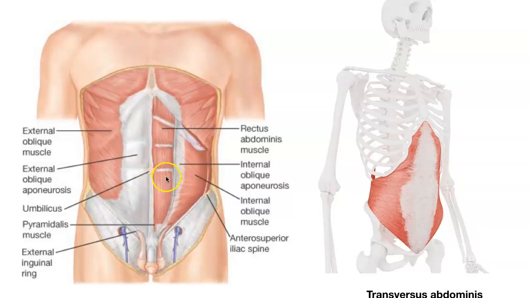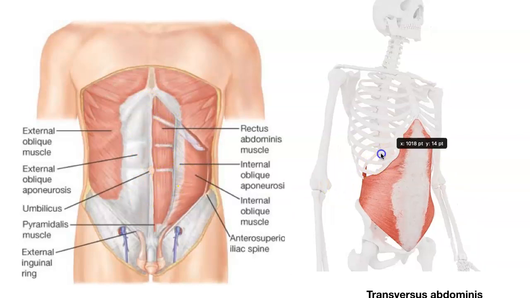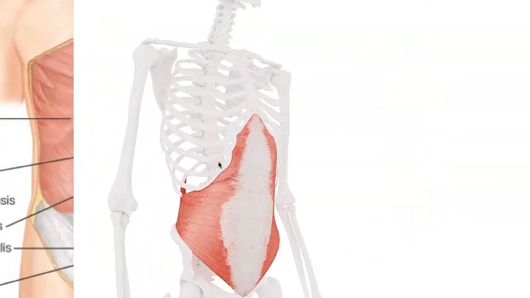Can't see the transversus here, so I brought this one in for you to see the transversus. It's the deepest muscle, and its muscle fibers are in a transverse direction, also inserting into that aponeurosis. Behind the transversus is going to be the abdominal cavity.